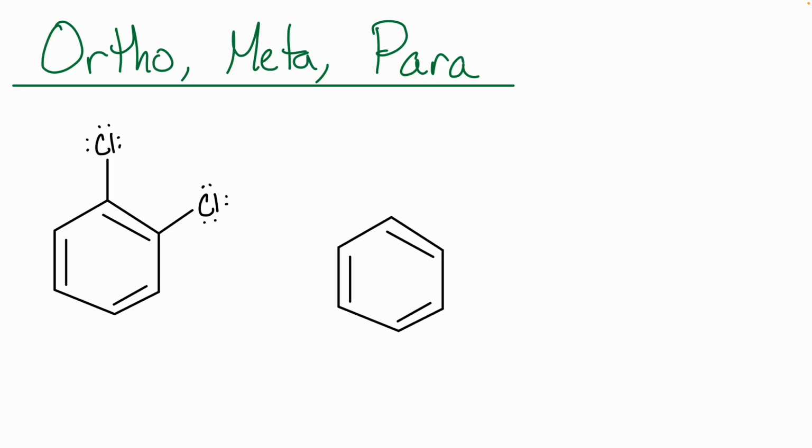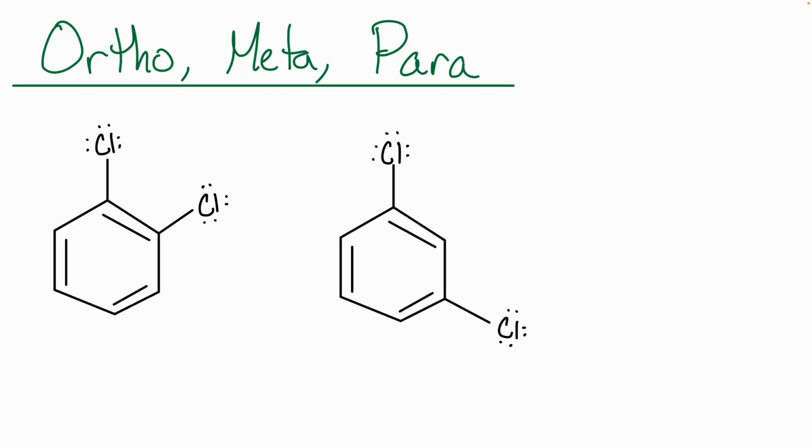All right, and importantly, if I put those two chloro groups right next to each other, I would have a distinct molecule than if I left one carbon in between them. So these are two distinct molecules. They've got different chemical and physical properties, so we need to make sure to name them differently. We're going to use ortho, meta, or para to indicate the spacing of our two substituents.